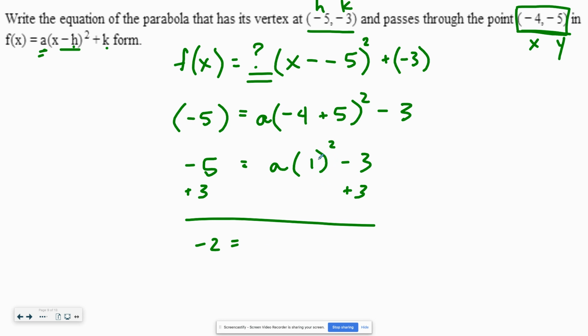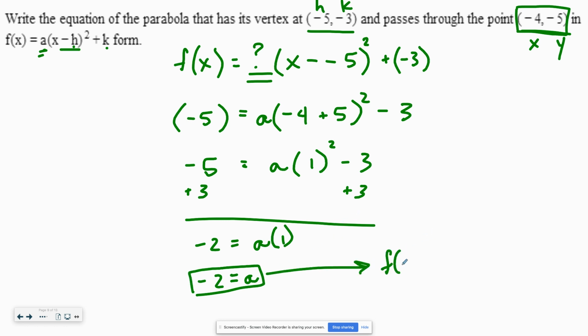Now 1 squared, I'm going to use this exponent and square that 1, and 1 squared is 1, right? So we have a times 1. Normally, if this was anything besides 1, I'd have to divide by it, right? But I don't in this case because a times 1 is just a, which is what I was going for in the first place.